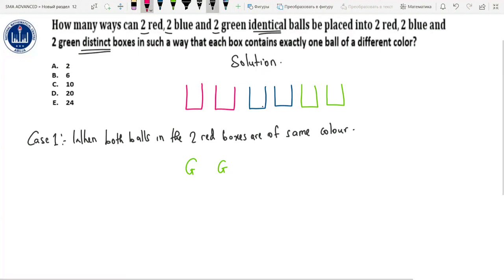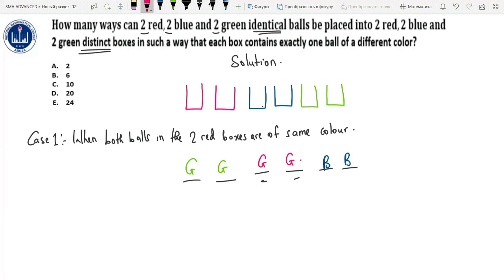Let me draw some lines now. We have 1, 2, 3, 4. We have 4 more left. We have two blues, and we should not put them into either of these 2. So definitely we should put the 2 blue balls into the green boxes. This is the only possible way. And the 2 reds should be here. So this is the first case, when both balls in the red boxes are the same color.